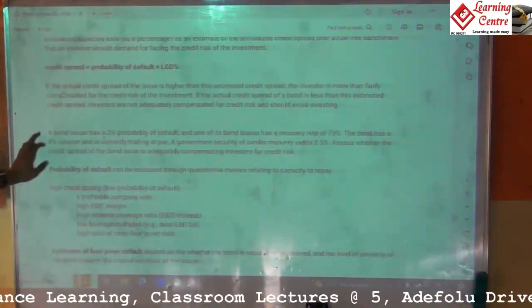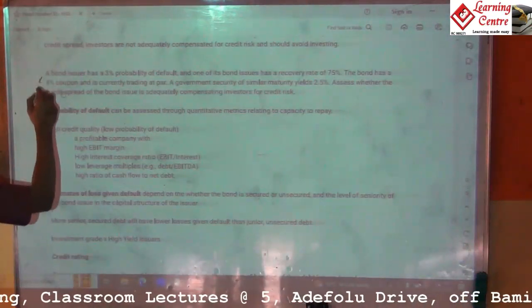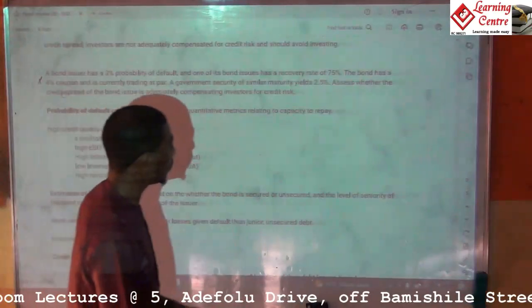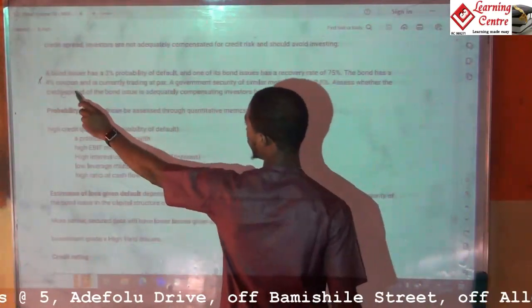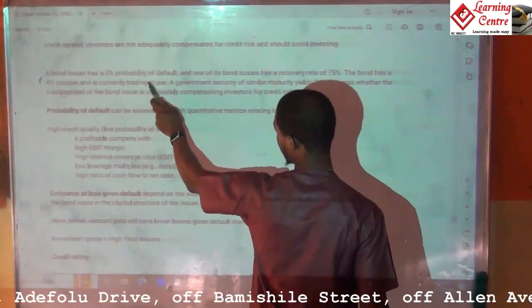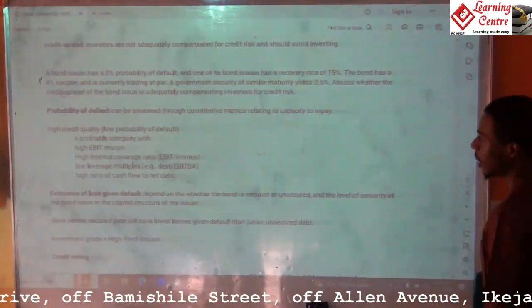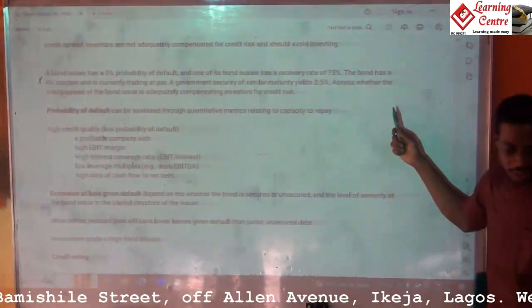Okay, let's solve this one. A bond issuer has 3% available bonds, and one of the bonds has a recovery rate of 5%. The bond has a 4% coupon and is priced at par. The maturity is 0.5. So what is the credit spread of the bond? Who can try it?